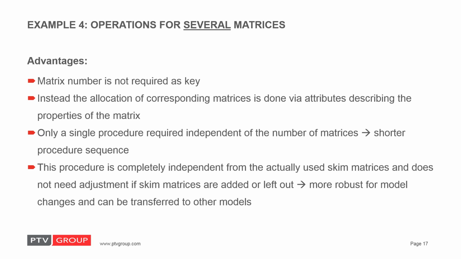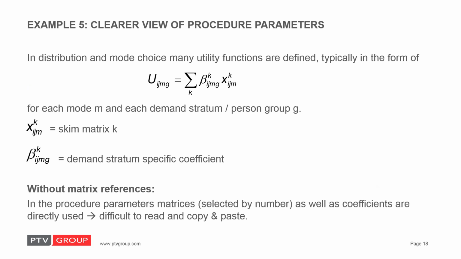And we have also seen that this procedure is completely independent from the actually used scheme matrices. That means if you leave out one of the scheme matrices or add another one, you can still execute this procedure without the need to change it. So far, this example. We now continue with demand procedures.